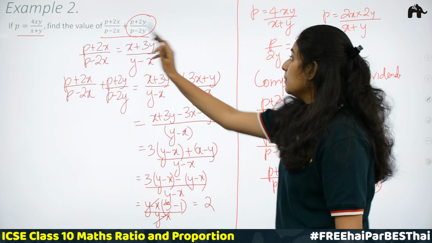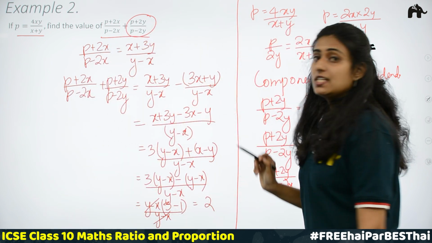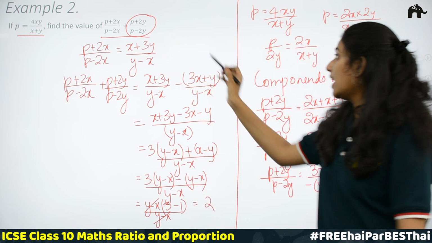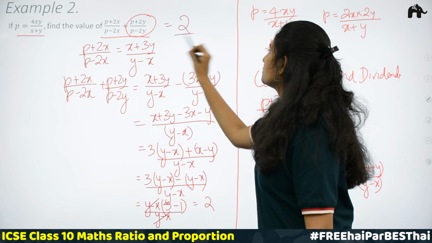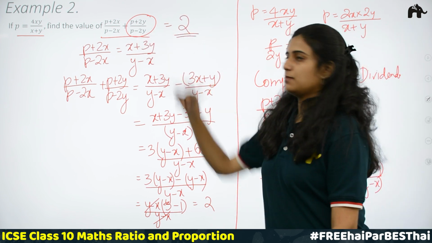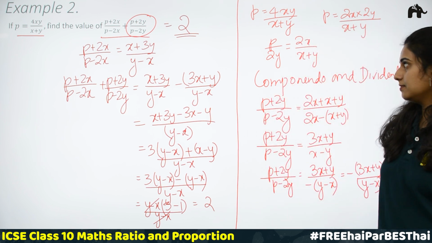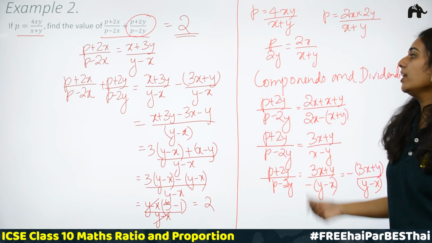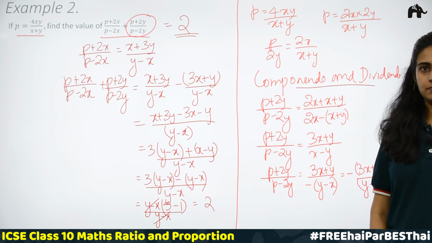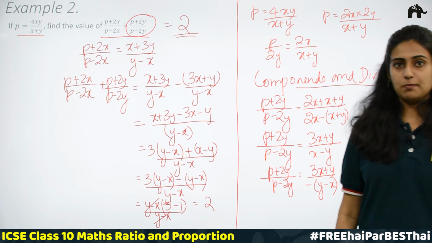That is, (p plus 2x) divided by (p minus 2x) plus (p plus 2y) divided by (p minus 2y) is equal to 2. We got the value of the given expression. Clear? So here again we have used the componendo and dividendo property. Now let's see another example.